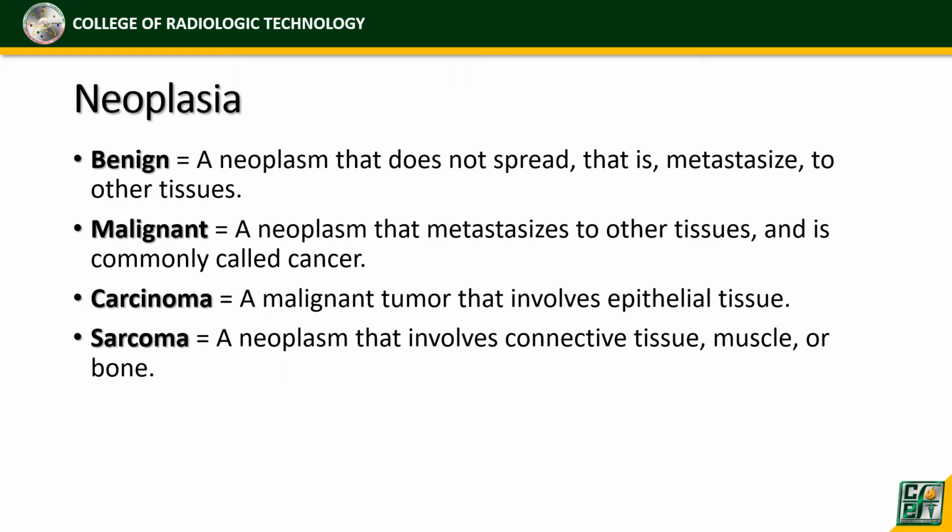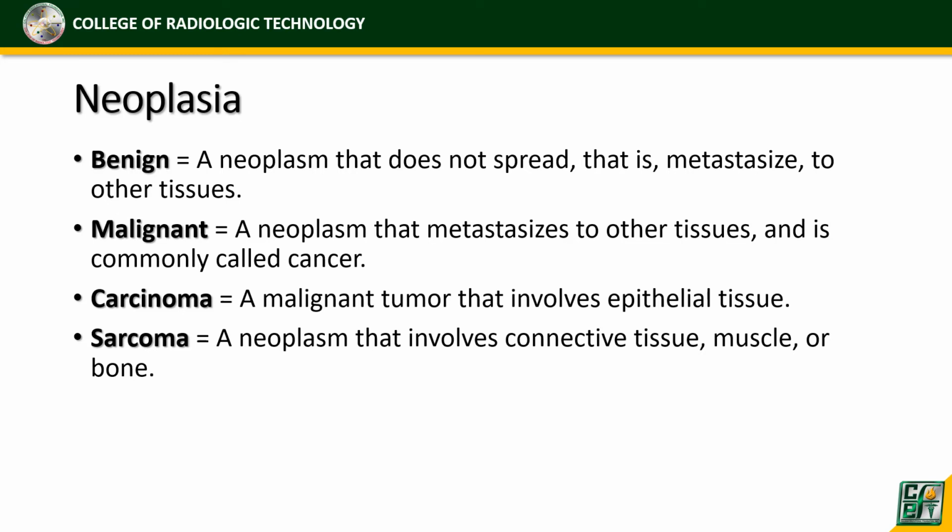So now we go to neoplasia. So neoplasia, we have what we call benign and malignant. When we say benign, it does not spread or metastasize to other tissues. And it is not fatal or dangerous. On the other hand, when we say malignant, it is a neoplasm that metastasizes to other tissues and is commonly called cancer. And it is deadly and dangerous.